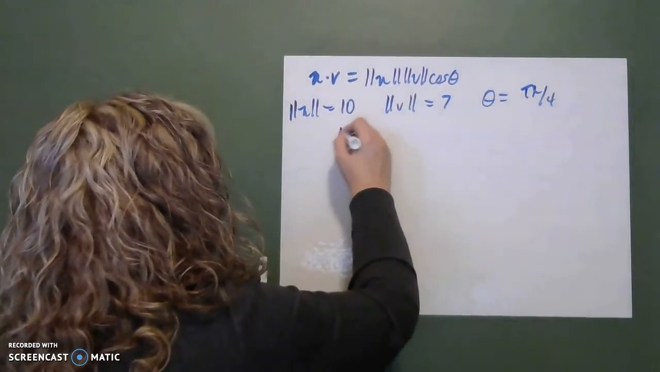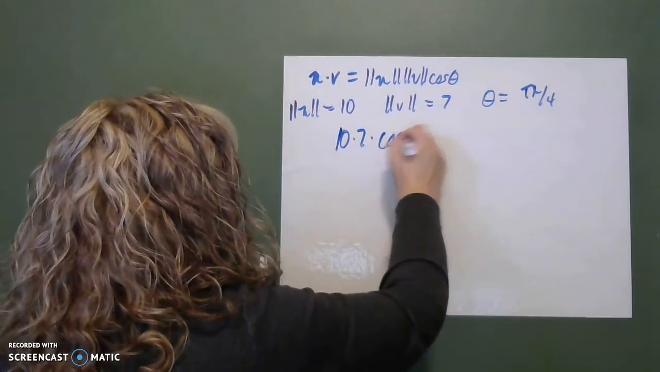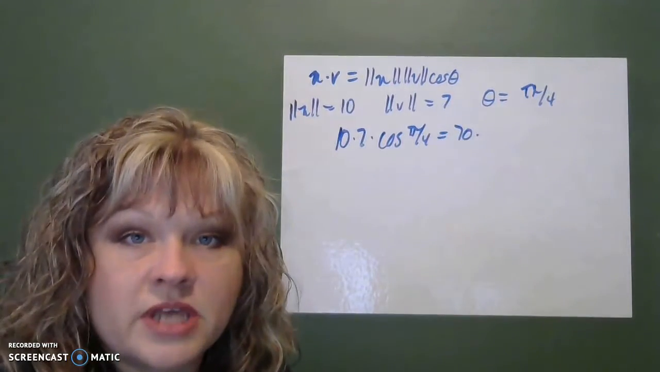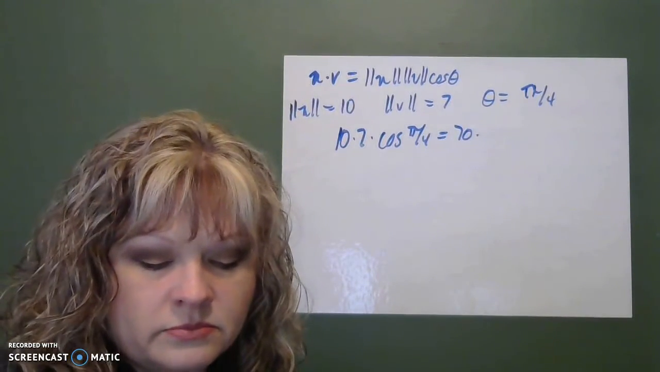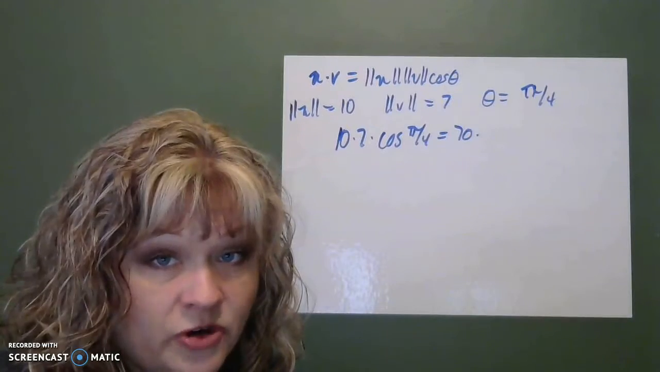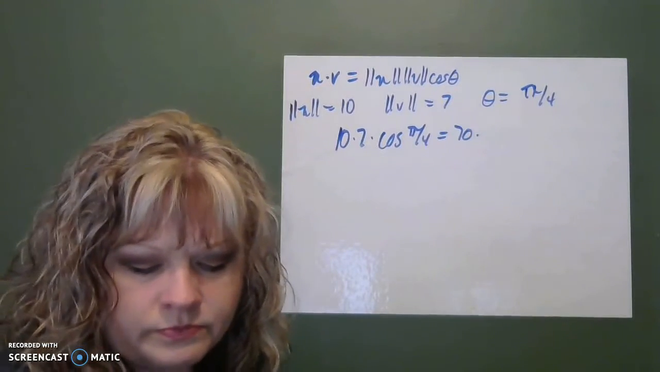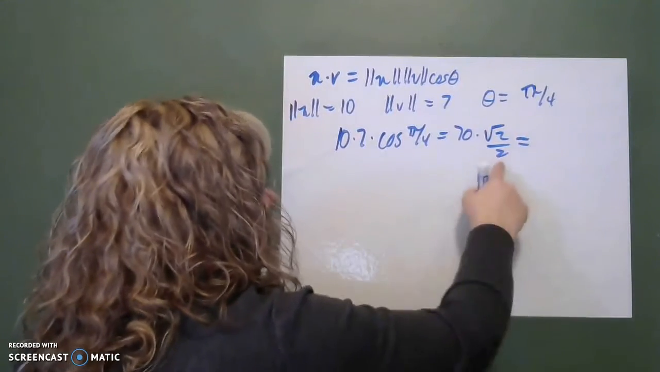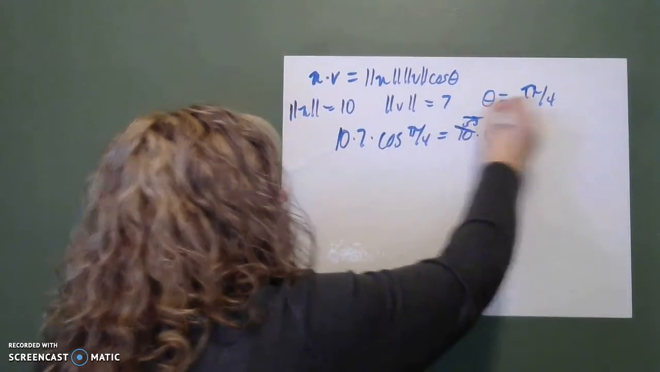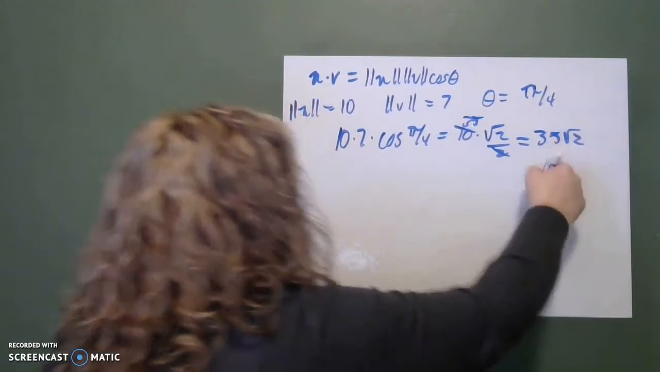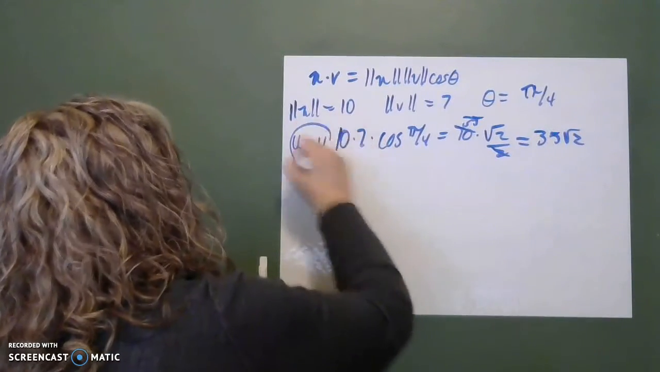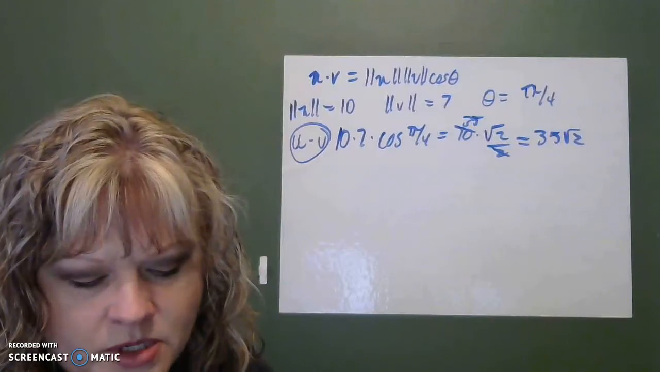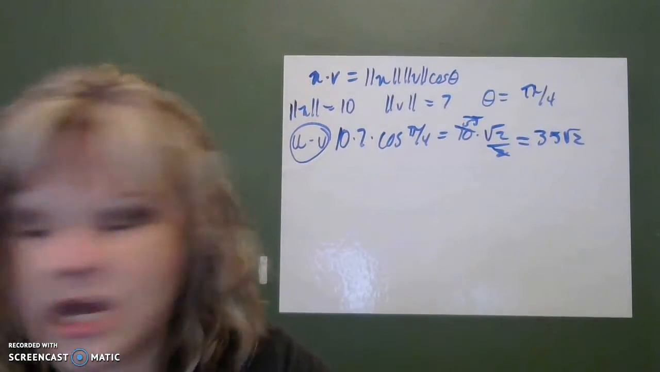So 10 times 7 times cosine of pi over 4, that's 70 times, and then what's the cosine of pi over 4? Again, that's 45 degrees, so radical 2 over 2. I can simplify the 2 and the 70. So 35 radical 2, that is the equivalent to that multiplication. Okay? So there's another form there of the dot product.